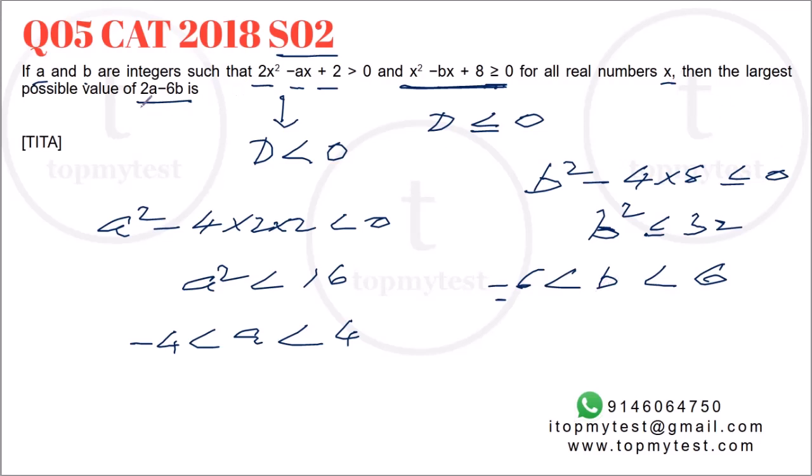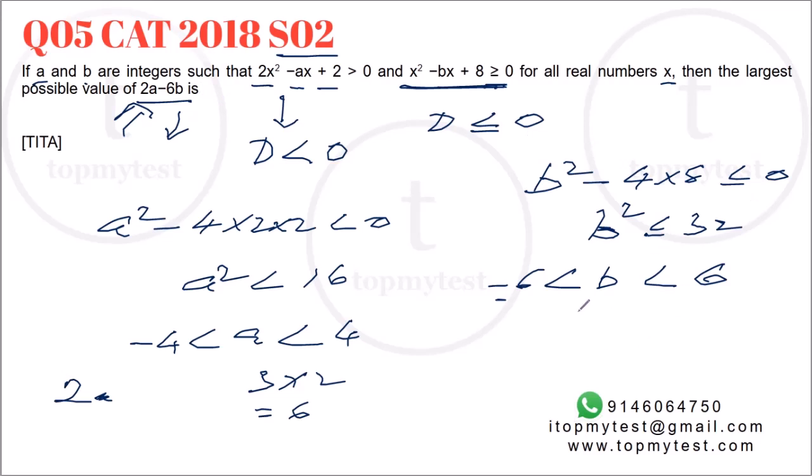Question is, what is the largest possible value of 2a minus 6b? Right? So I need to increase the value of a as much as possible and reduce the value of 6b. When it gets subtracted, you'll have the least reduction over here. So increase the value of a. Highest possible value of a is 3. Right? So 3 into 2, that will give you 6. 2a, maximum value is 6.